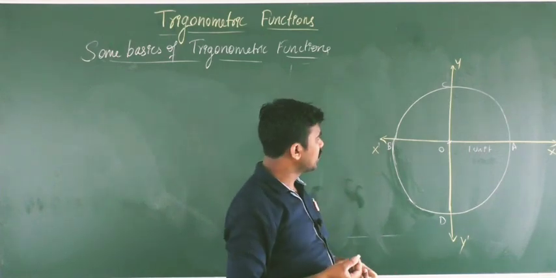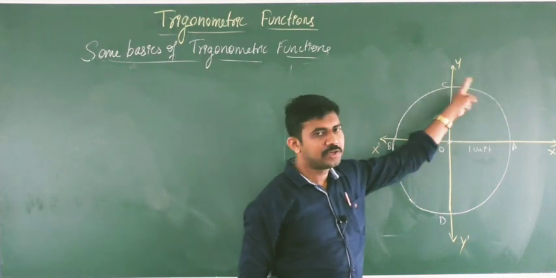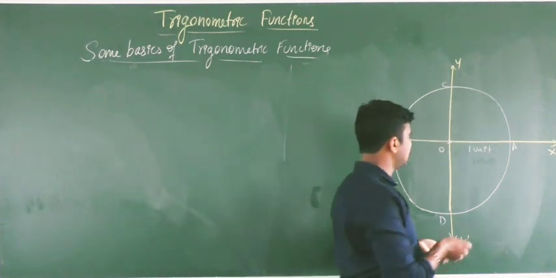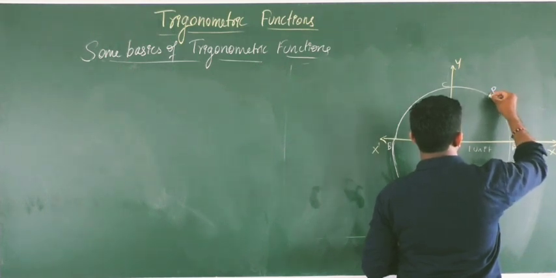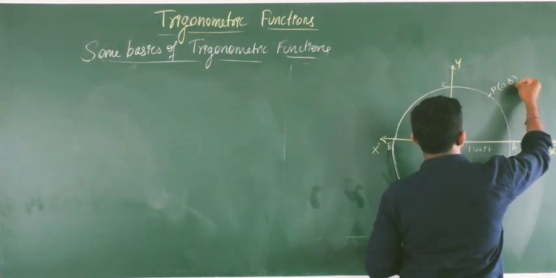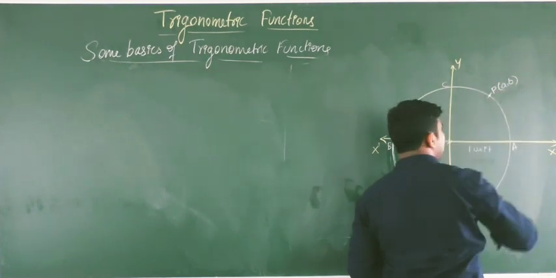Now, let me consider one arbitrary point, any point on the circle; anyway we can consider. Let me consider one point P, P of (a, b). So then it means what? It is an arbitrary point.